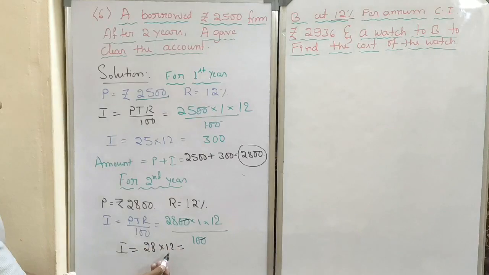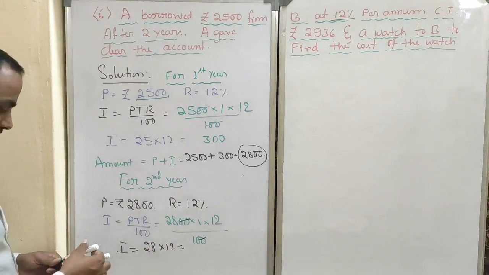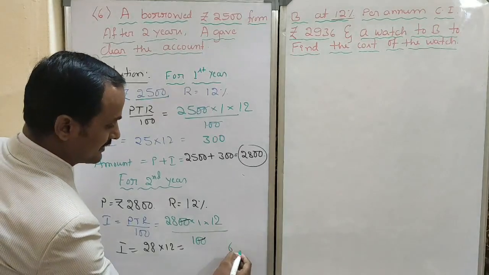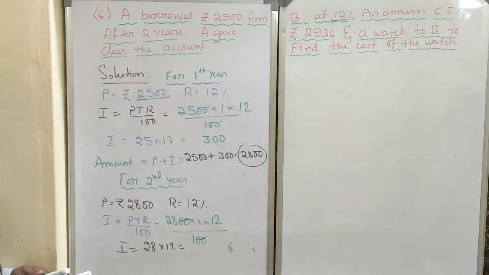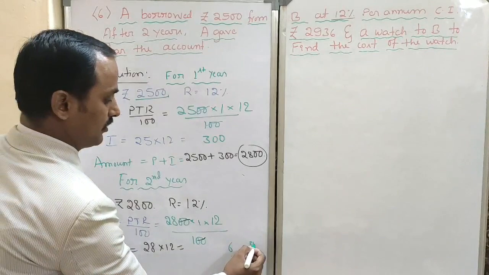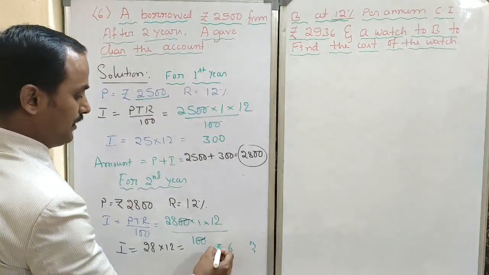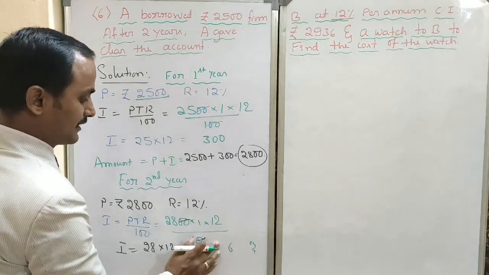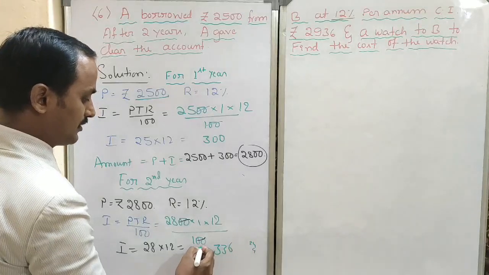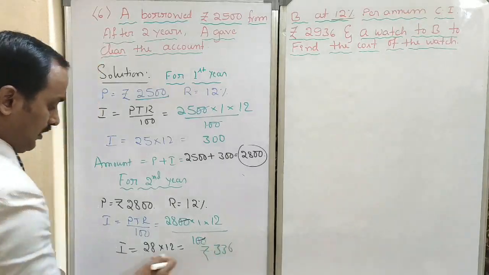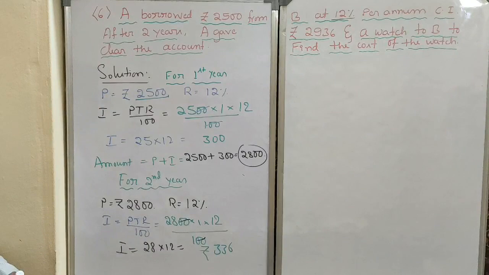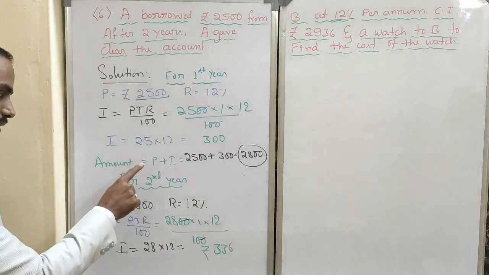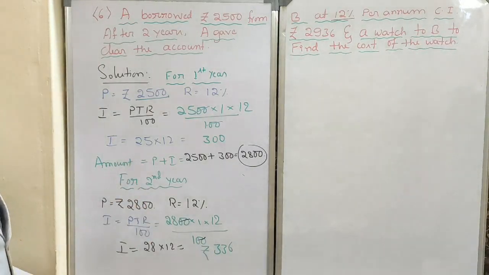Multiplication you know that. 12 8s are 96. 6, 9 carry. 12 2s are 24. 24 plus 9 is 33. Means 336. 336 rupees is the second year interest. I found out the second year interest also, 336.